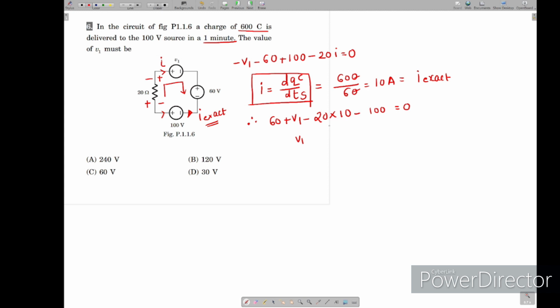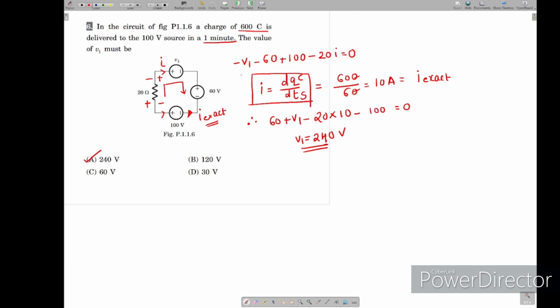300. So minus 360 minus 240 we will get 240 volts is the answer. Correct now: 200 minus 300 minus 60, 240, minus this comes to plus. Yes, the answer is 240.